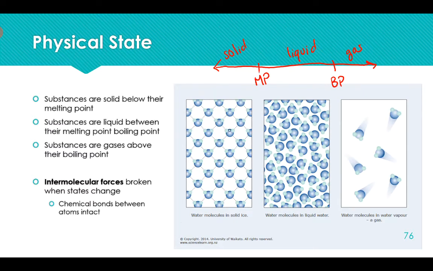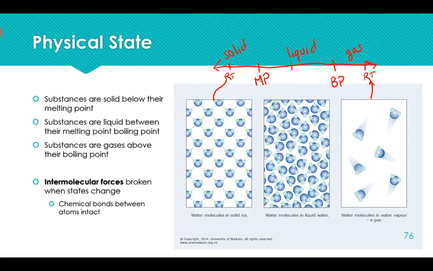The main question is, where is room temperature? So if you're a liquid at room temperature, then room temperature is between the melting point and the boiling point. If the substance is a gas at room temperature, then room temperature is here, above the boiling point. And if it's a solid at room temperature, then room temperature is below the melting point.